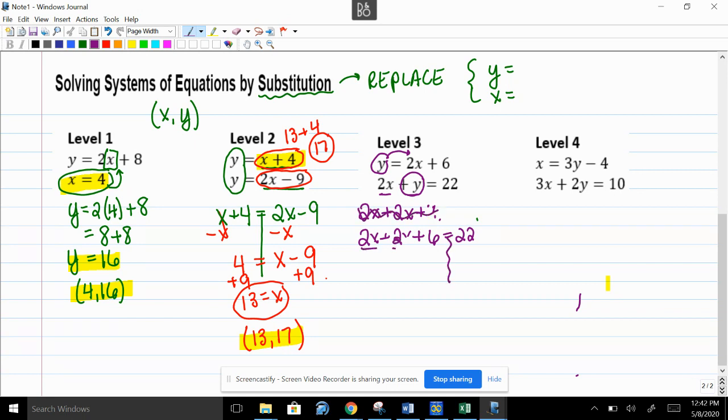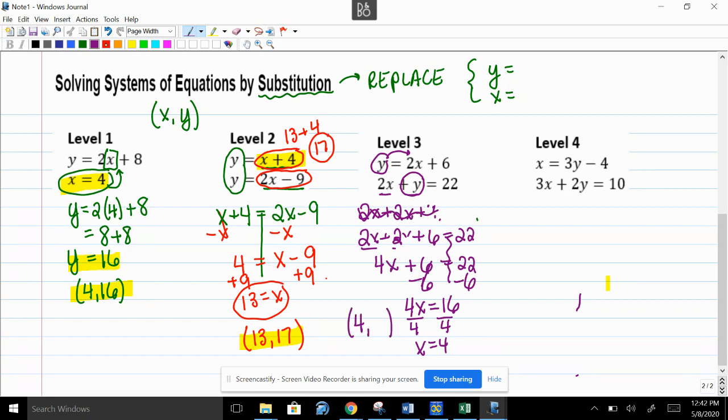So the 2x and the 2x are going to make a 4x plus 6 is equal to 22, minus 6, minus 6. This is all just solving. 4x is equal to 16. Divide both sides by 4. So you get x equals 4. So there's half your answer, right? x is equal to 4.